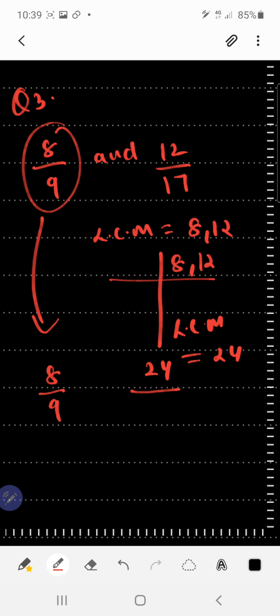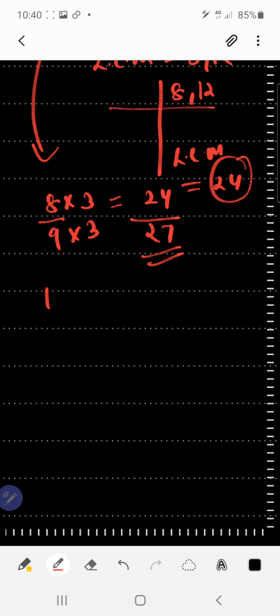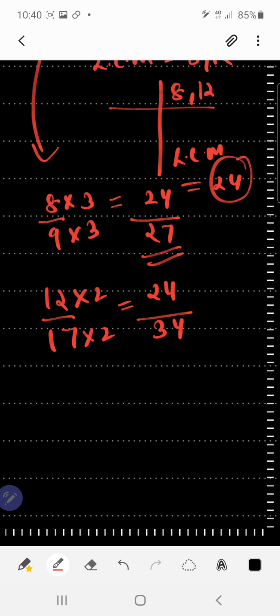Here the question is different. You have to equate your numerators. So whatever LCM you got, you have to put it to the numerator. So 8 को आप किससे multiply करोगे कि 24 आए? 3 से. So similarly to the denominator also you have to multiply with 3. And your answer is 24 upon 27. Next fraction is 12 upon 17. So I'll take 12 upon 17 here and I have to make numerator as 24. So I'll multiply with 2 on both the sides and 17 into 2 we will get 34.